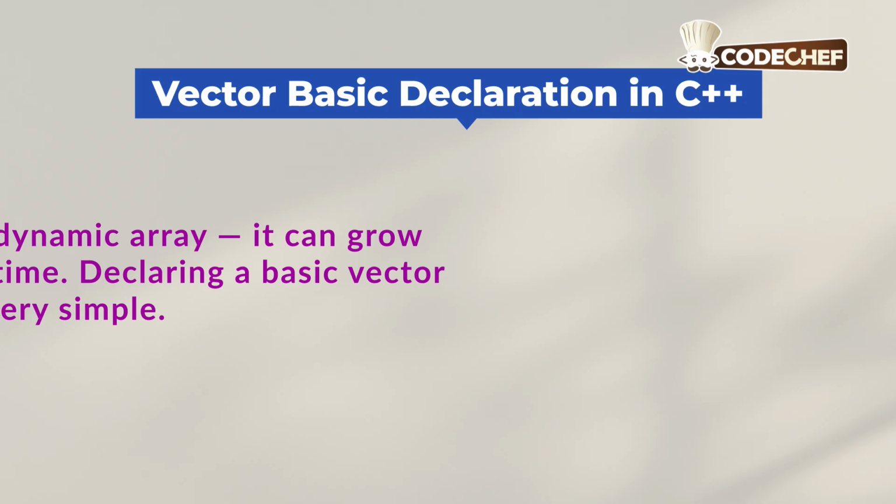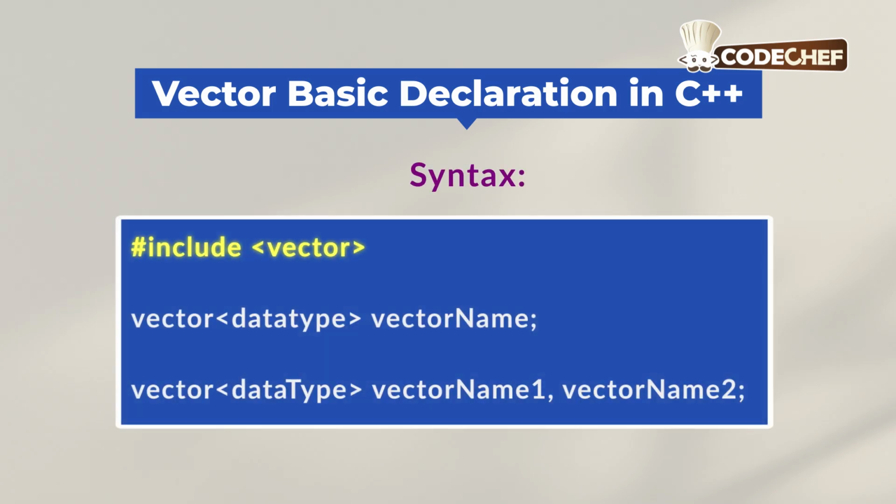A vector in C++ is a dynamic array. It can grow and shrink during runtime. Declaring a basic vector is very simple. Its syntax is #include, in angular braces we have written vector, so this is a header file that we use when we want to use the concept of vectors in our program. Then the syntax for declaring it is vector, then in angular braces we will write the data type for the vector elements and then vector name, semicolon.